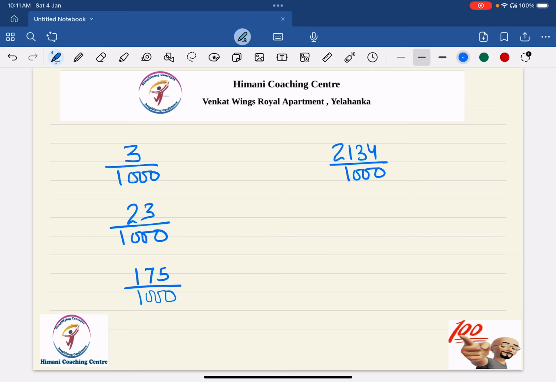So kids, for the first one, there is only one digit 3. So we need how many digits after decimal? 3. So this is 1, then 2, then 3. So 0.003. Similarly, here write the numerator as it is. How many digits are there? 1, 2, but we need 3. So put a 0 in front. So 0.023.